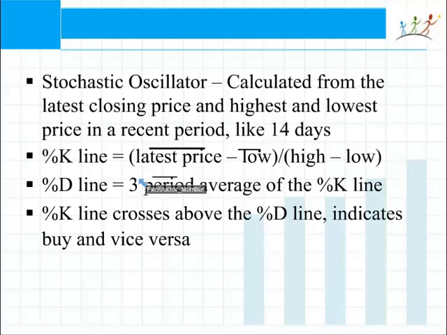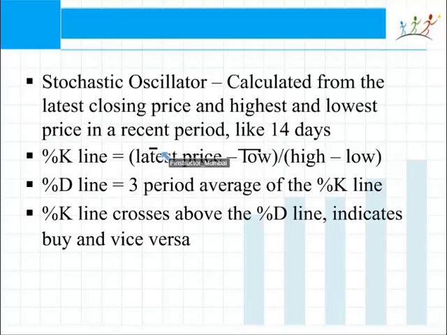And again we use them in the same manner as we use the moving average lines. That is, wherever the percentage K line crosses above the percentage D line, it indicates a buy or an uptrend, and wherever the percentage K line cuts the moving average line from above or goes below the moving average line, it indicates a sell.